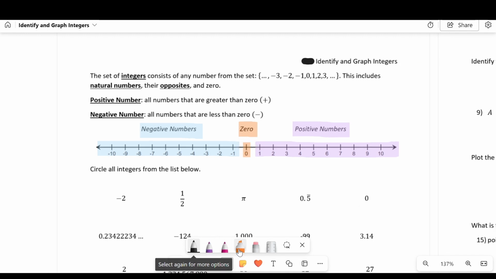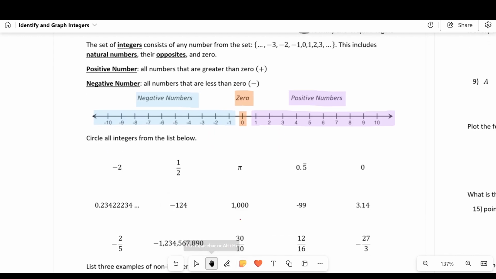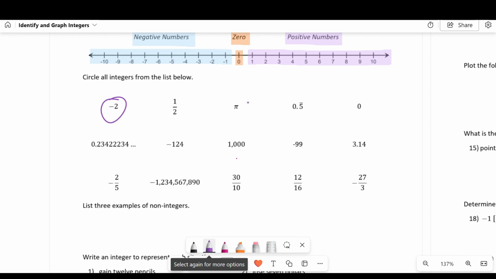Circle all integers from the list below. Remember, it's any number you would see on a regular standard number line. Do you see -2 on this number line? Yeah, I do. That is an integer. So let's go ahead and circle it. 1/2? Nope, I don't see that. This symbol, we'll talk about a little bit later, is pi. It is not on a number line.